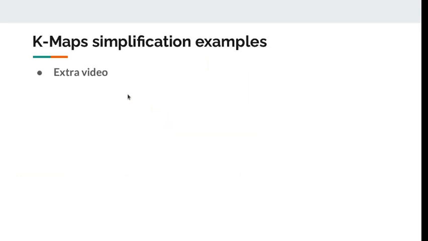So I will provide an extra video, the same as I did with the Boolean algebra. This class is not as long as the other one, but I think it's better to split this type of videos. So I will have an extra video using K-maps or Karnaugh maps for simplification. I'll have some examples of simplification using K-maps.